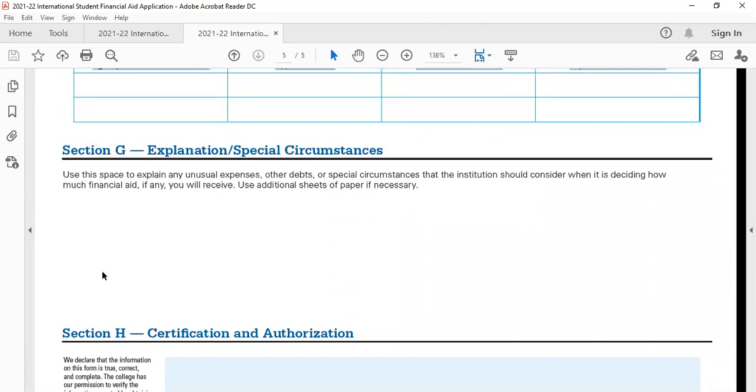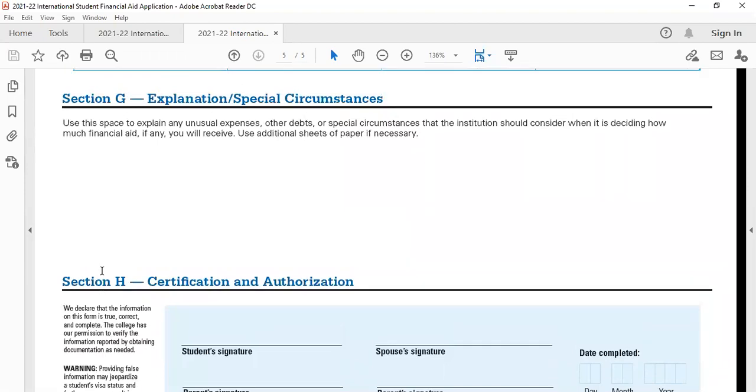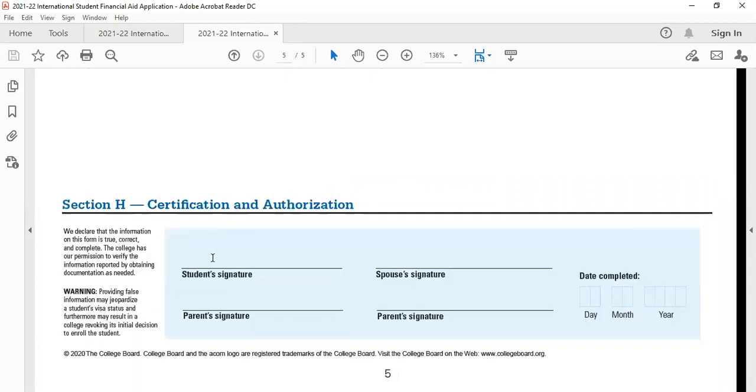Section G asks if you have any special circumstances where your family income will change, or any unusual expenses, any debts, any special circumstances which they should be aware of when they are deciding. Maybe you have an ailing parent or an ailing grandparent, or there might be a loss of job, or maybe your parents are moving to a different country, or maybe there is an expected increase in income for some reason. You can mention all those special circumstances over here. And finally, section H asks where you need to sign it as a student, and your parents also need to sign it, and you need to enter the date.